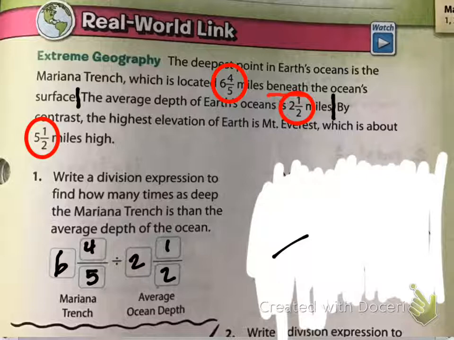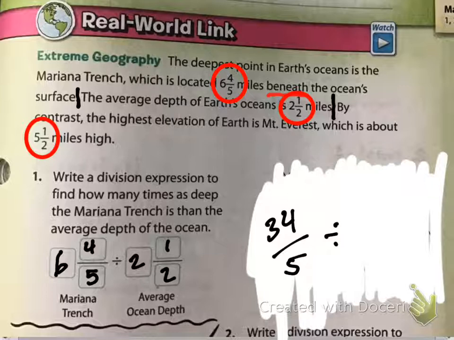So I want to see who can tell me what is 6 4/5 as an improper fraction. Liam? 34/5. Excellent. 6 times 5 is 30, plus 4 is 34, and we keep our denominator. Now, what is, Daniel, 2 1/2 as an improper fraction? 5 halves. Is it 5 halves?